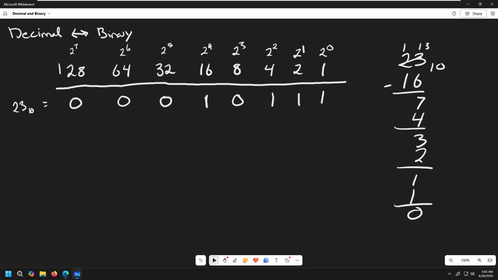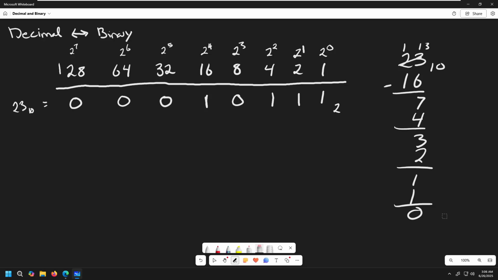So, 23 in base 10 equals 0001011 in base 2, or binary. And that does look like the value that I got from my application. So, how can I test without having to write a program or go look at an online application, or worse, a generative AI prompt to make sure that I've got this correct?